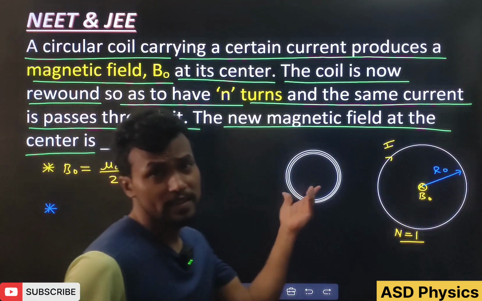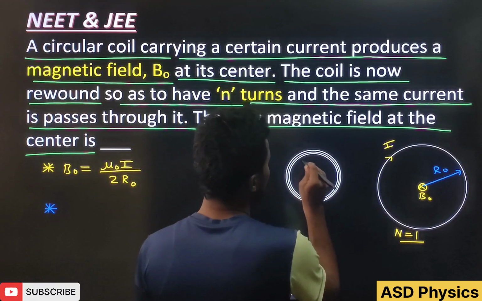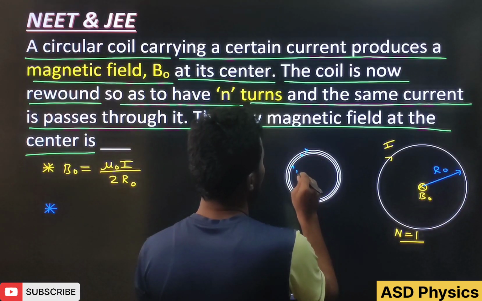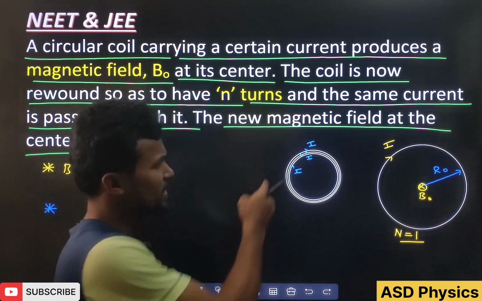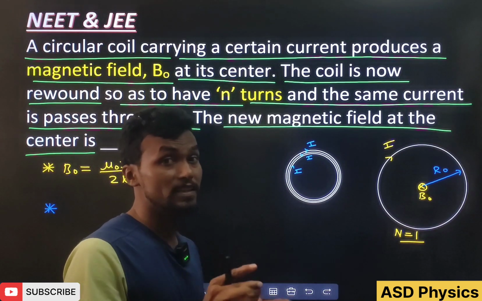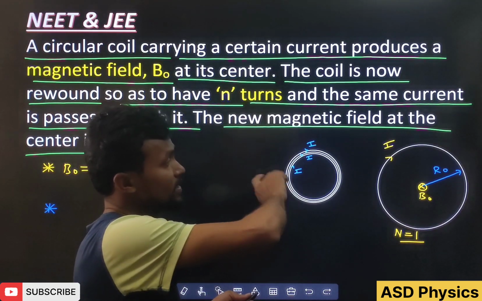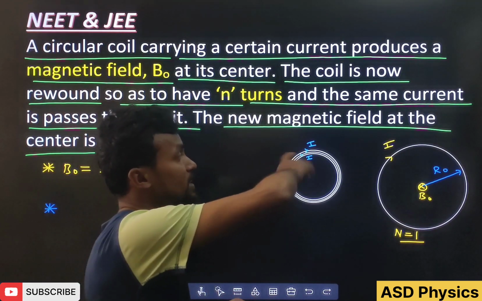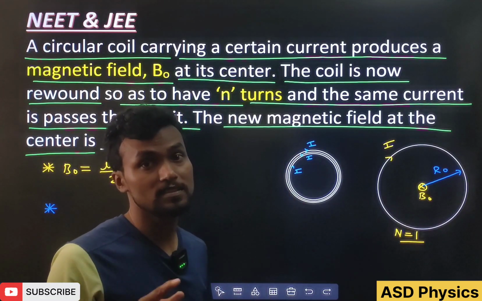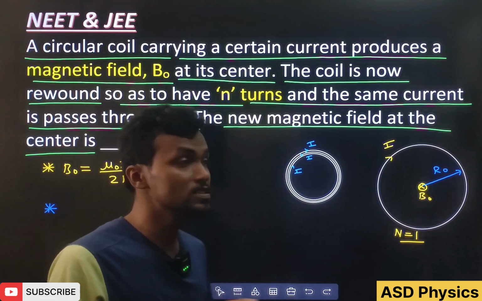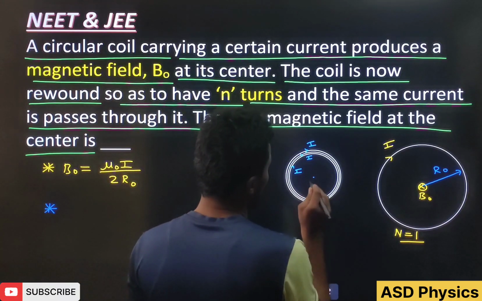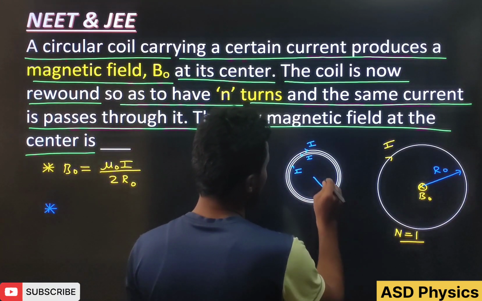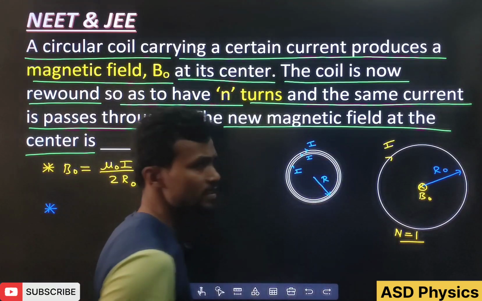Now, in each and every turn, the current I is flowing. N turns are there. Here I am just showing 3. But n turns means that 3 turns will make the current 3I. Due to 3I, the magnetic field will be there at the center. So due to n turns, how much magnetic field will be there at the center? N times I, the current effect. After that, do you think the radius will be the same? No, the radius will not be the same. Let's take the radius as r.